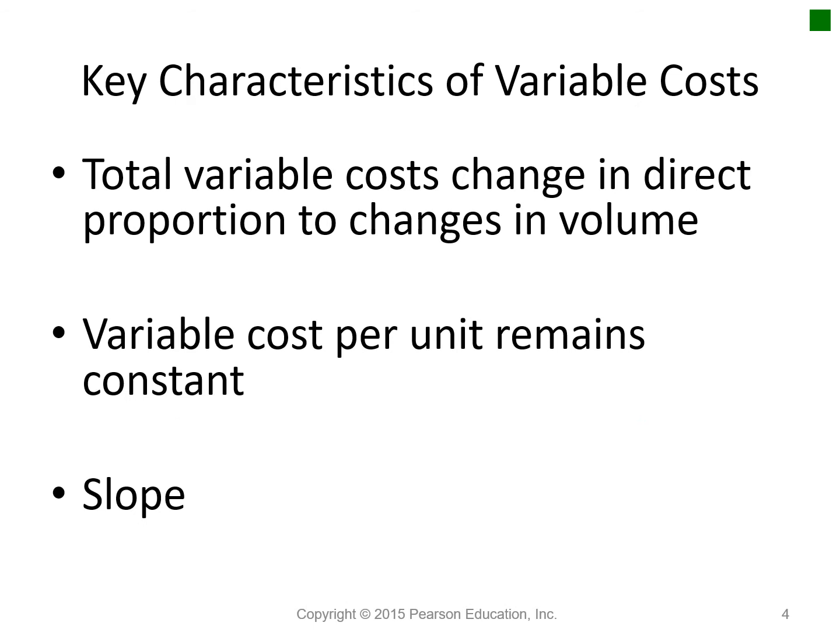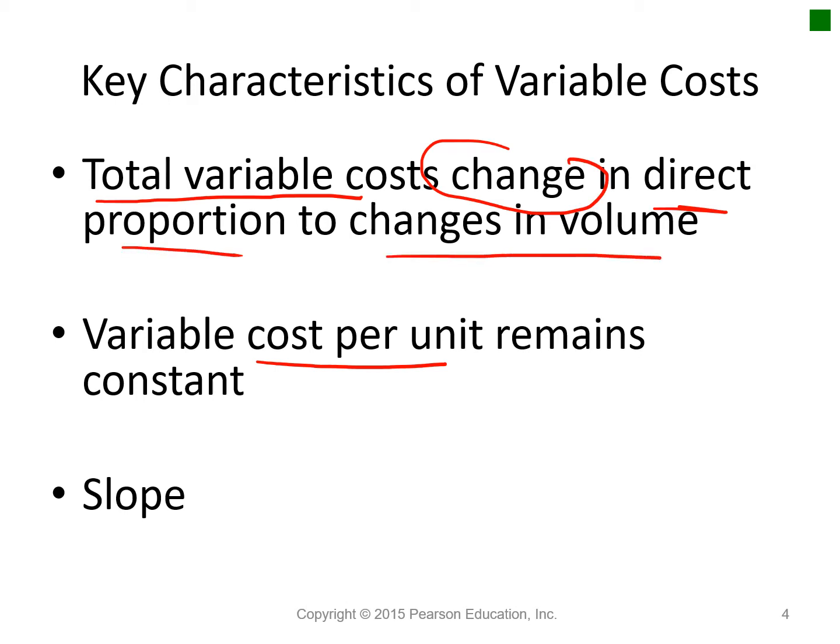Okay, so we'll start with variable cost, and I like to always tell my classes, variable costs really behave in two different ways, so you want to highlight this. First of all, you have a total variable cost, and you also have a variable cost per unit. A total variable cost is a cost that, note, changes in direct proportion to changes in volume.